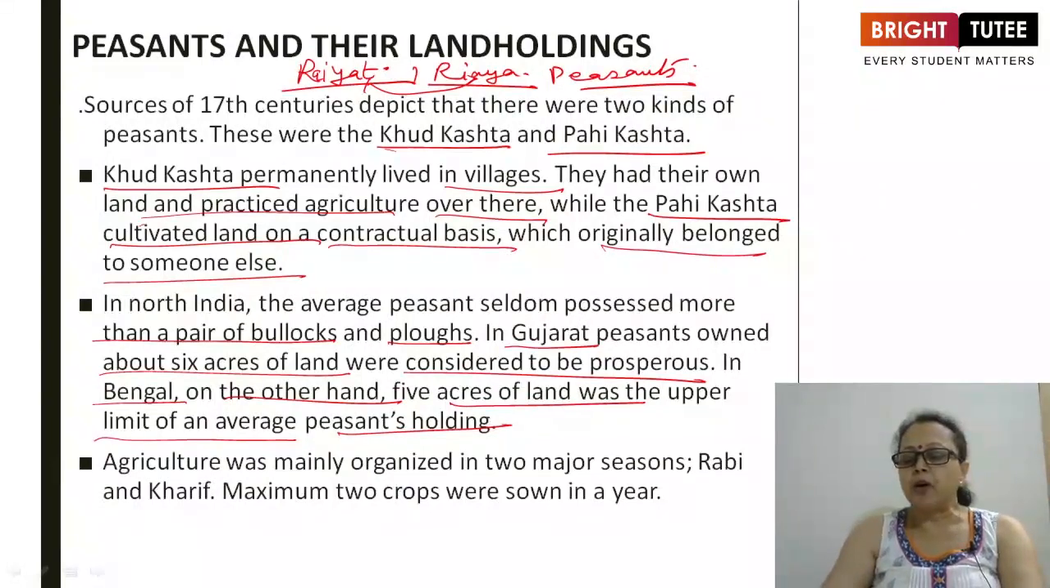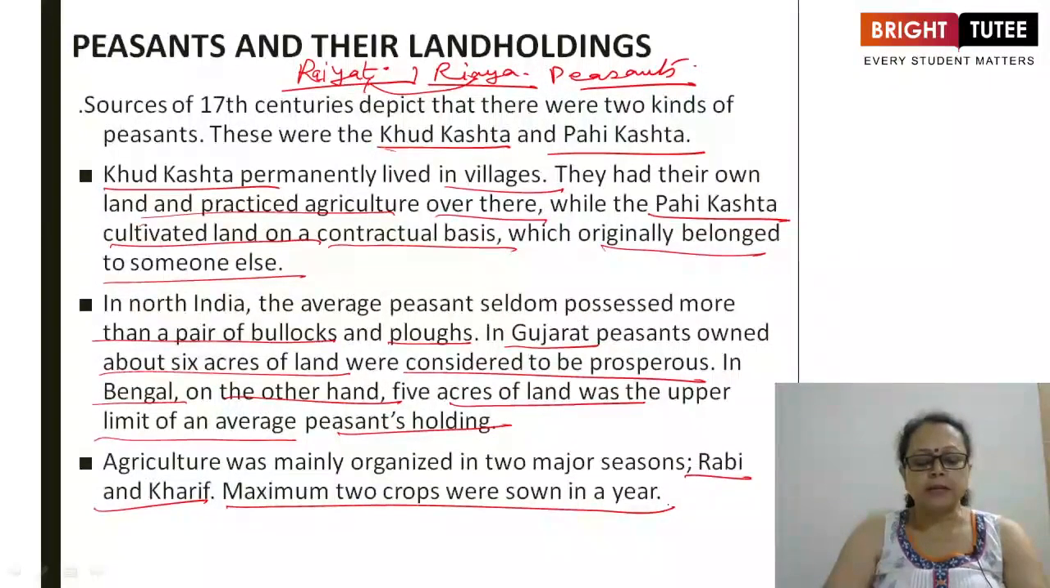Agriculture was mainly organized in two major seasons. They were Rabi and Kharif. And a maximum of 2 crops were sown in a year. This is the concept of cultivation in our country.